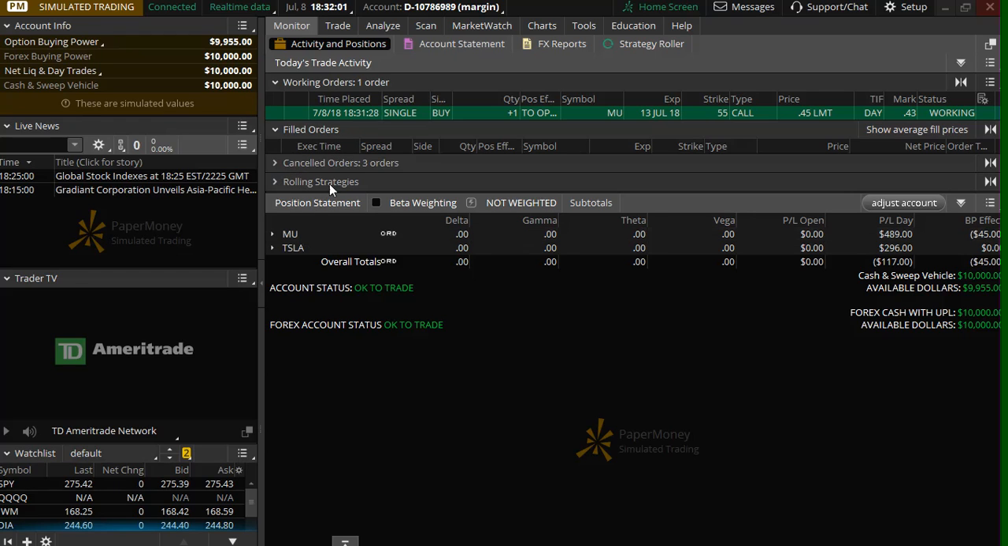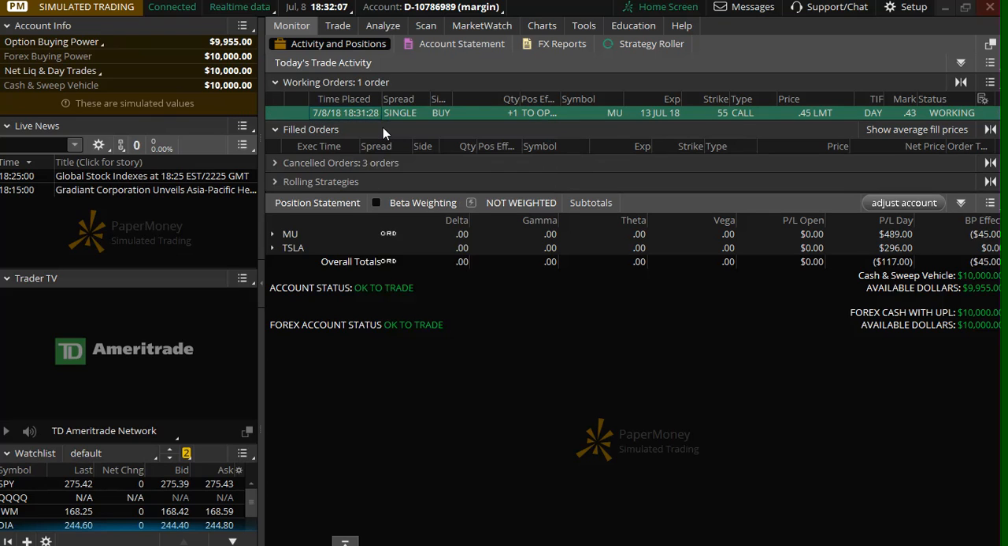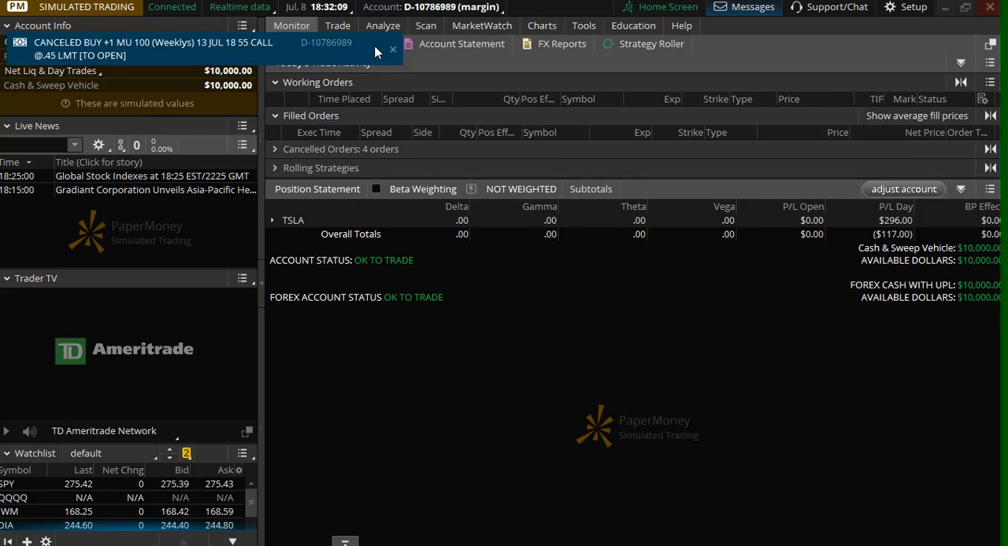Now I need to cancel the order I just put in. So if I go up to the working order and right click, hit cancel order, now my account is at 10,000. Option buying power shows 10,000 and my net liq shows 10,000. So that's what you need to have for the beginning of this trading challenge.